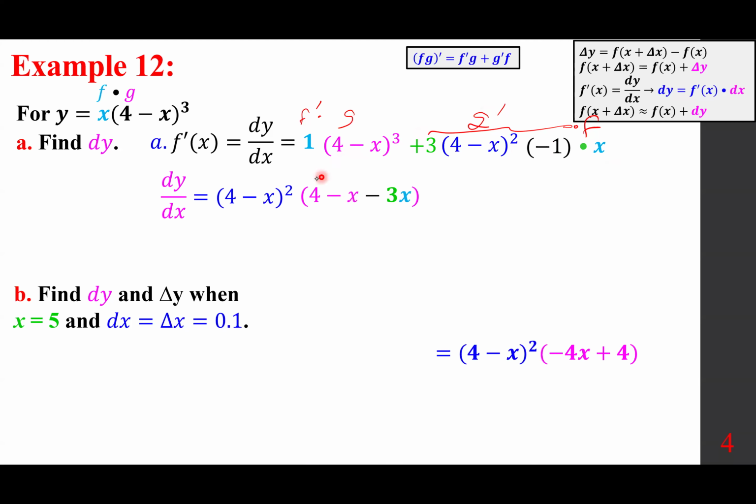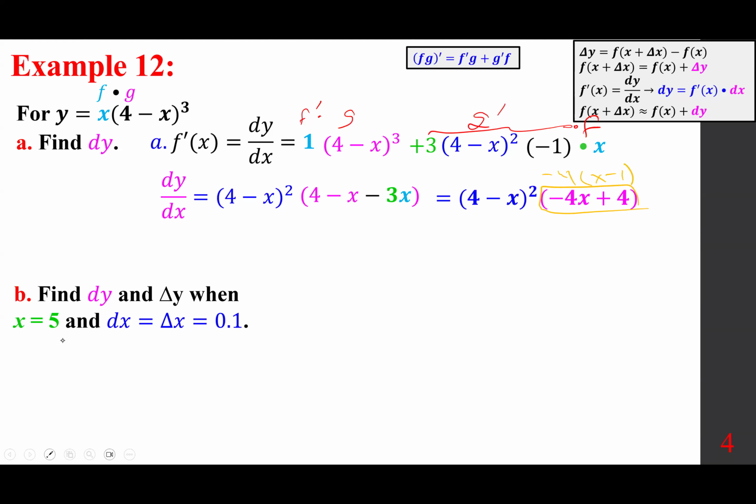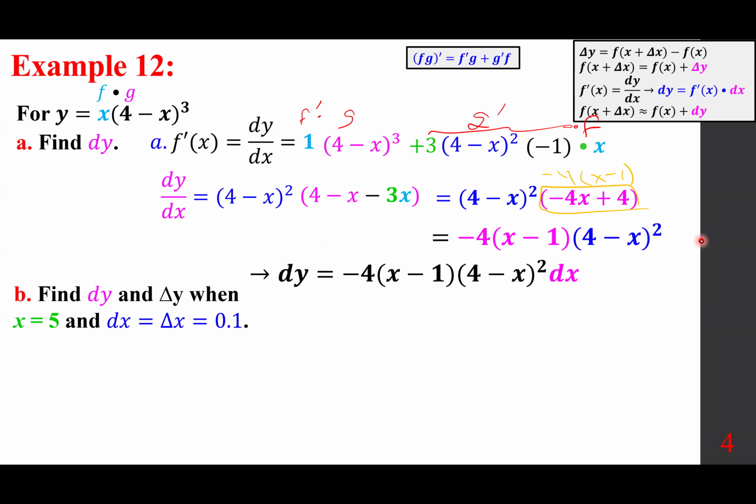We can put that in front, and we take out the common factor of negative 4 here. And we put that in front. So dy dx becomes minus 4 times x minus 1 times 4 minus x quantity squared. So what we wanted was dy, which is exactly the same thing, times dx. That's the differential.